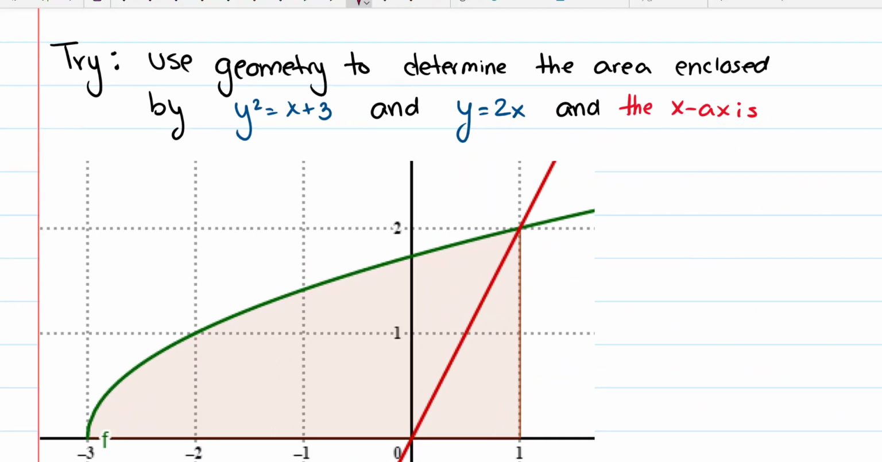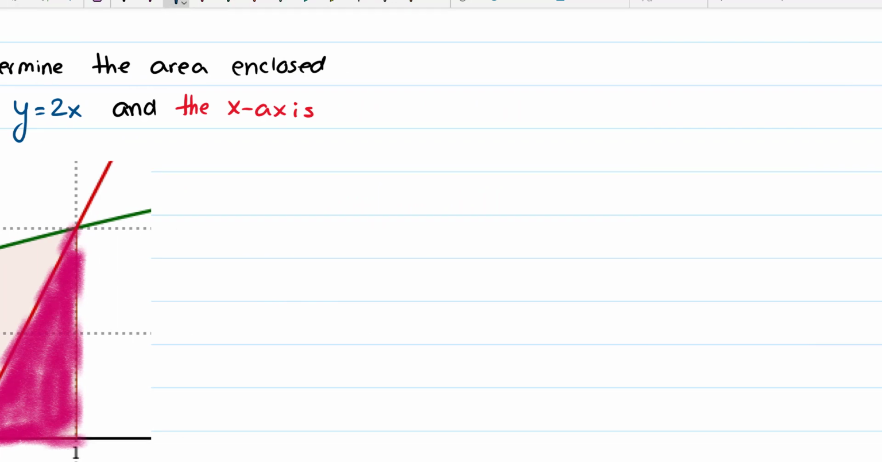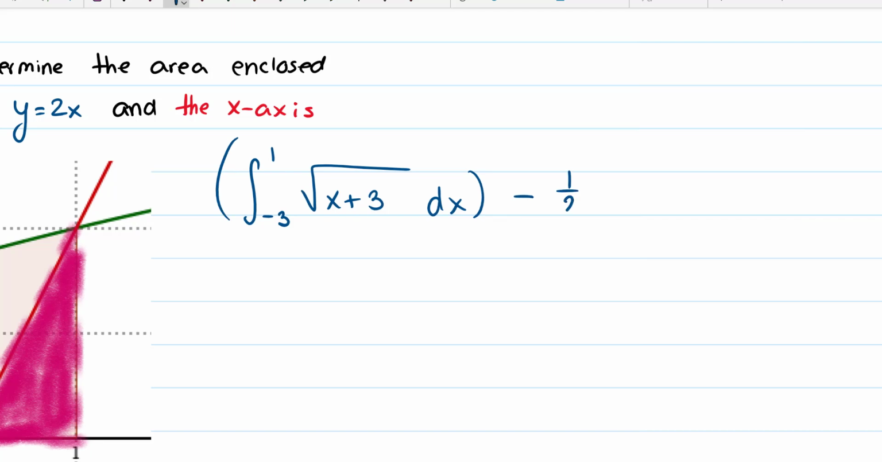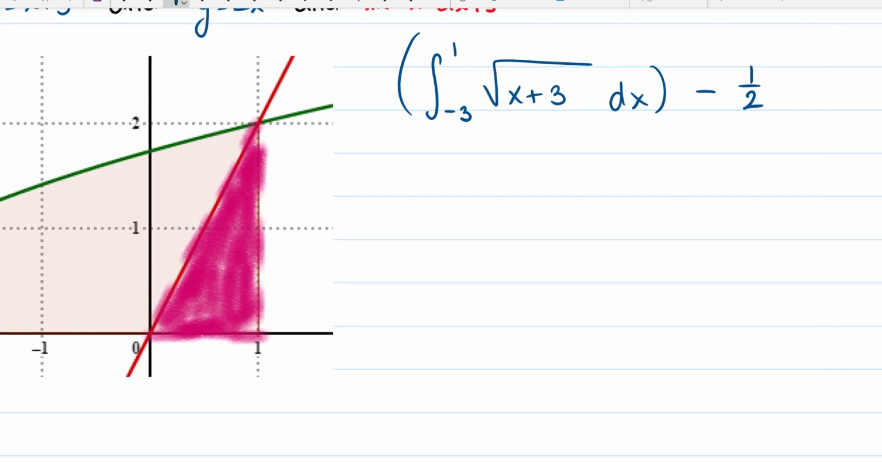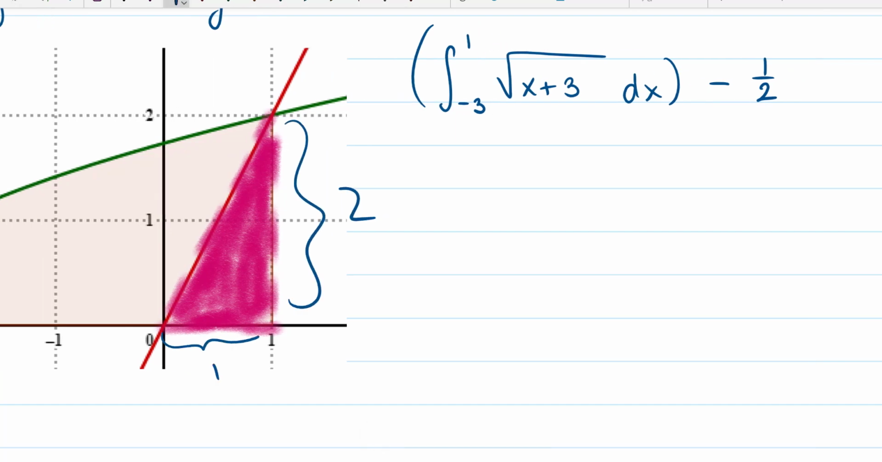Alright, so here we go. The area we don't want is this triangle in here. So what we're going to do is find the area of everything under this curve and then subtract off this triangle. This becomes the integral from -3 to 1 of the square root of x plus 3 dx, subtracted by 1/2, and we need to use the dimensions of this triangle, which is a 1 by 2 triangle.